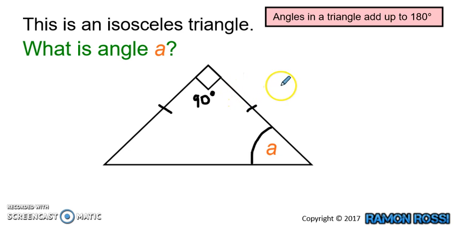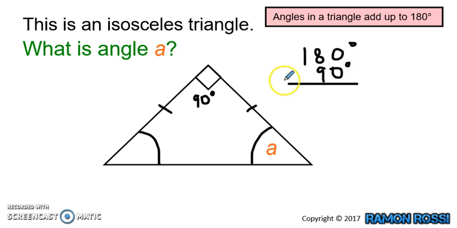So why don't we start with the total, which is 180 for our three angles. And let's take away the right angle. So if we take away 90 degrees, then what do we get? We don't even have to do a column subtraction because you probably already know 0 take away 0 is 0. 8 take away 9, we can't do it. Let's get one from here. So 18 take away 9 is 9. So it's 90 degrees. But what is 90 degrees?